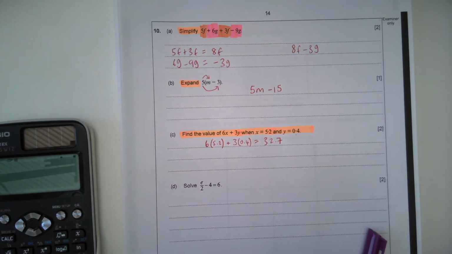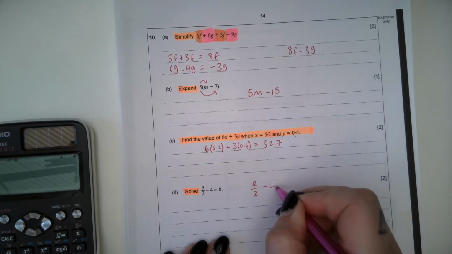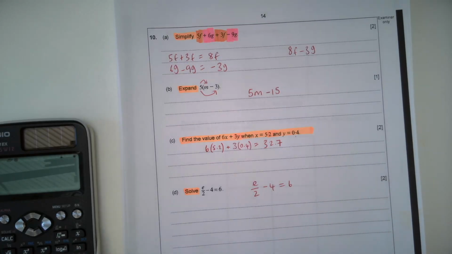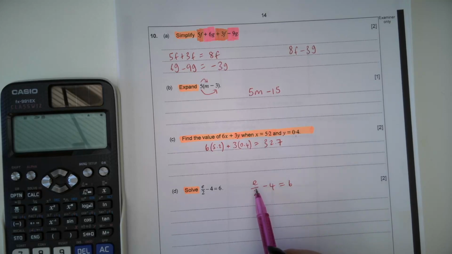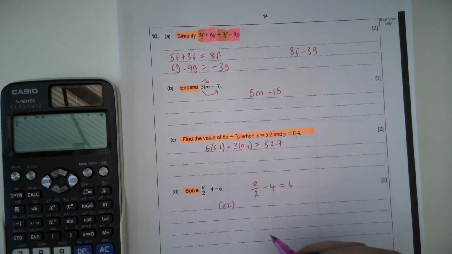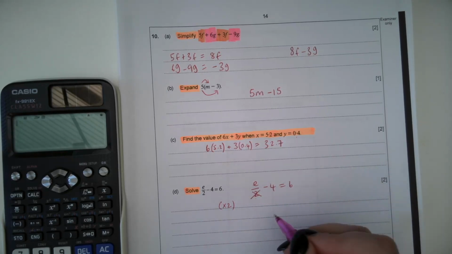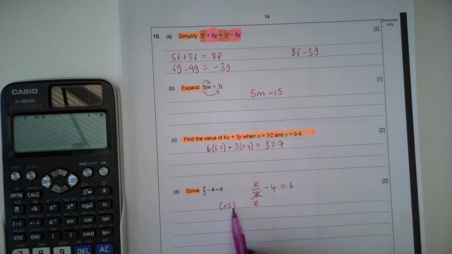Part D. Solve. E divided by 2 subtract 4 is equal to 6. So E over 2 subtract 4 is equal to 6. The first thing I'm going to do, guys, is eliminate that fraction. I'm aiming to solve for E, so I want to isolate E. I don't want it to be in a fraction. So this is E divided by 2. The opposite of divided by 2 would be to multiply by 2. So when I multiply the left-hand side by 2, that cancels out my fraction. It leaves E. But this negative 4 needs to be multiplied by 2 as well.